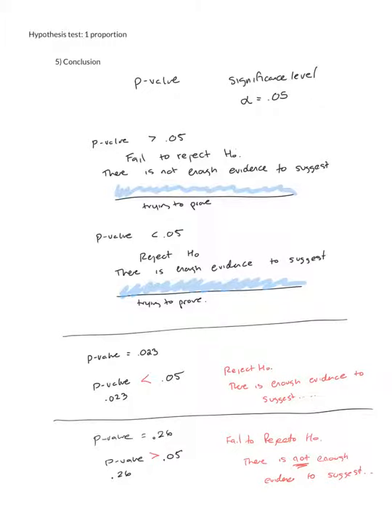So once again, the fifth step, the conclusion, might be the simplest step we have. All we do is compare our p-value to our significance level, which most of the time is going to be alpha equals 0.05. If our p-value is bigger than 0.05, we'll fail to reject. There's not enough evidence. The probability is too high that this would just randomly happen anyway. If our p-value is less than 0.05, though, we reject H0. We say, okay, the probability is really, really small that this would happen. Therefore, we could say there's enough evidence to suggest whatever we're trying to prove.